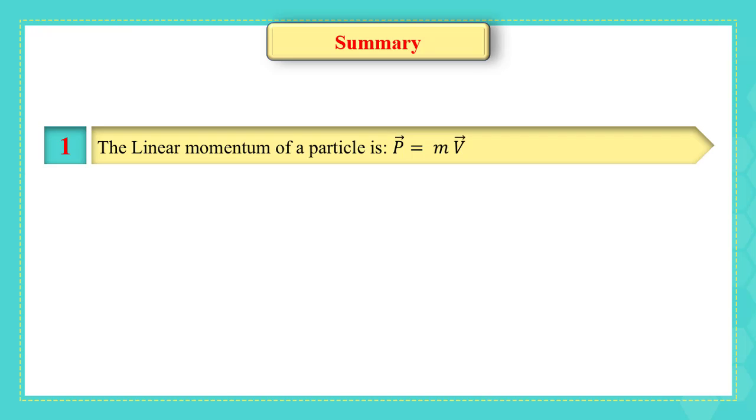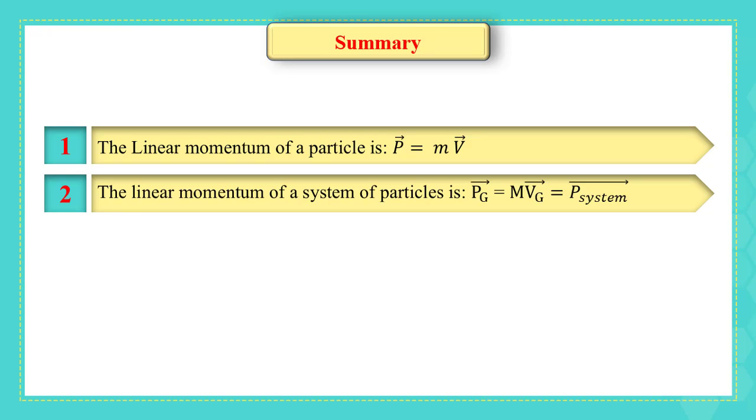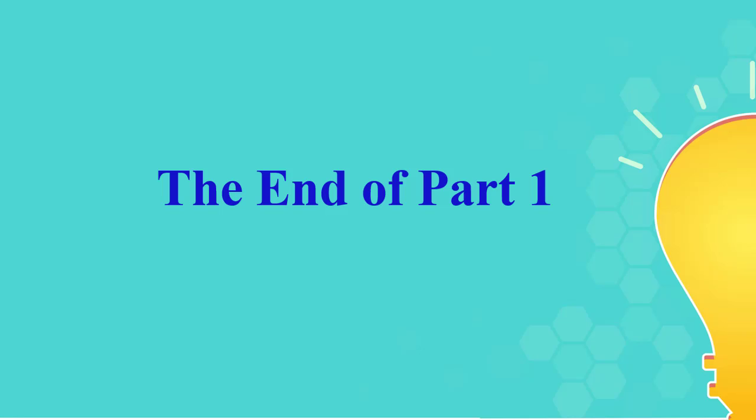In this video we have taken two new ideas: the linear momentum of a particle as p vector equals mass times V vector. The linear momentum of a system of particles is pg vector equals m Vg vector, equal to the linear momentum of the whole system of particles. This is the end of part 1. Take notes and study well.